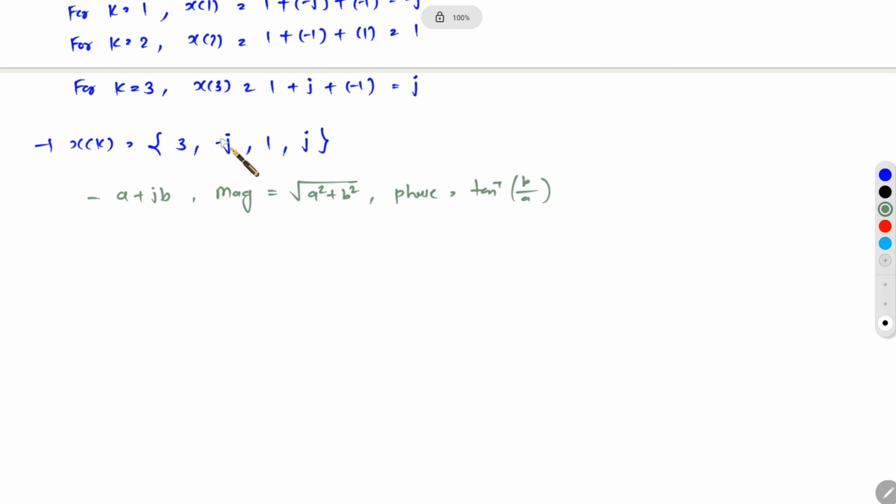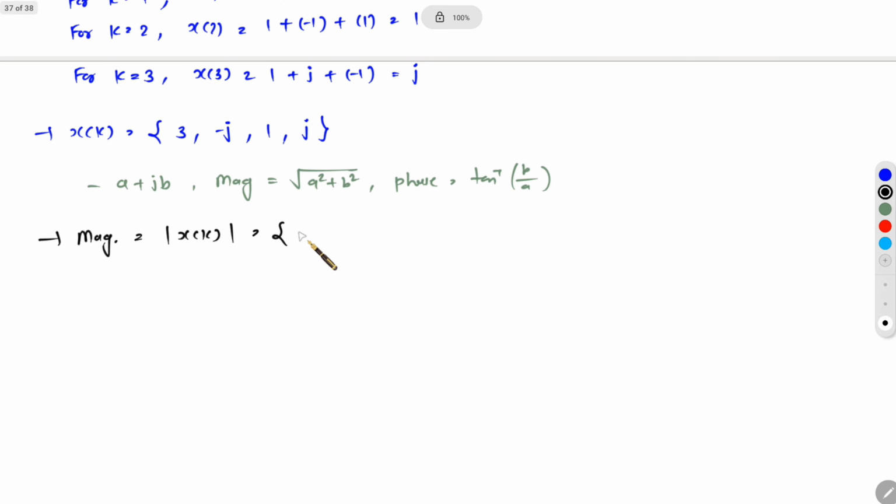So here we have X of k. For this X of k, now I'll identify the magnitude first, that is mod of X of k. See here, the first element is having only real component 3. So square root of 3 square plus 0 square, that will be 3 only. Then here we have only imaginary component, minus j. Real component is 0, so 0 square plus 1 square, that will be magnitude 1. Here we have a real value only, so that is 1. Here we have plus j only, that also has magnitude 1.